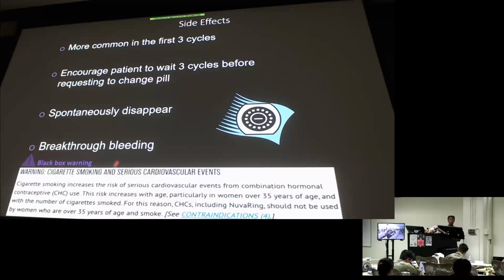Remember your black box warning. This black box warning applies to anything that has estrogen, okay? We're worried about those cardiovascular events because of the estrogen component. So if I had a POP or if I had some type of LARC that does not contain estrogen, I'm not worried about this black box warning. I'm not worried about smoking my cigarettes. I can smoke in peace, okay?